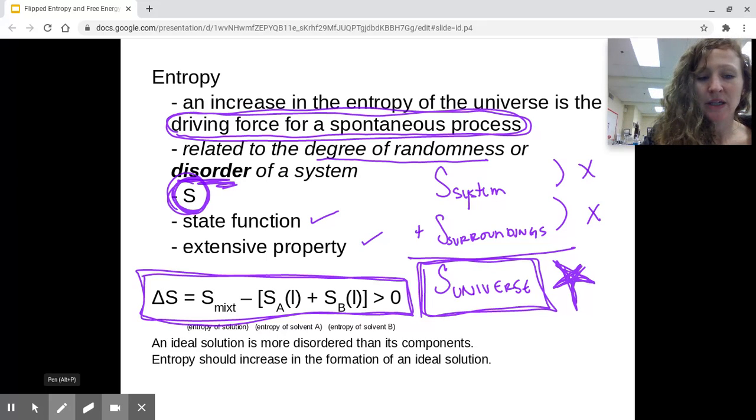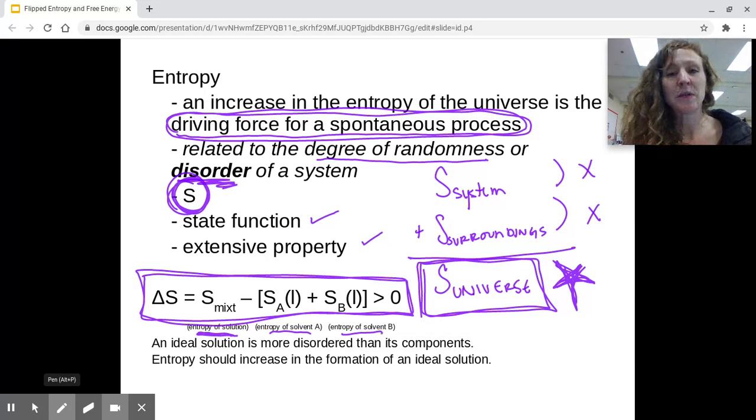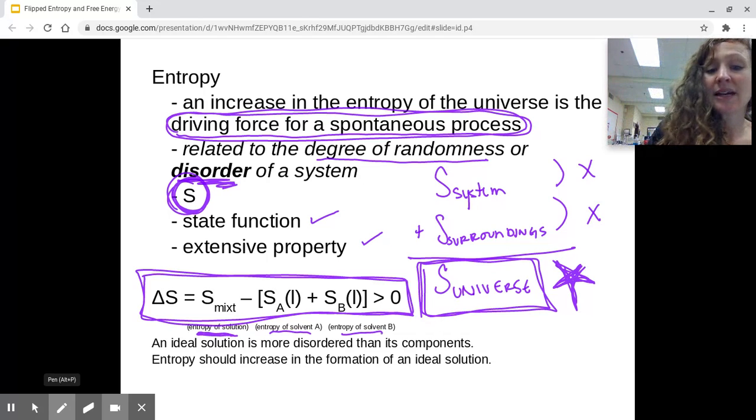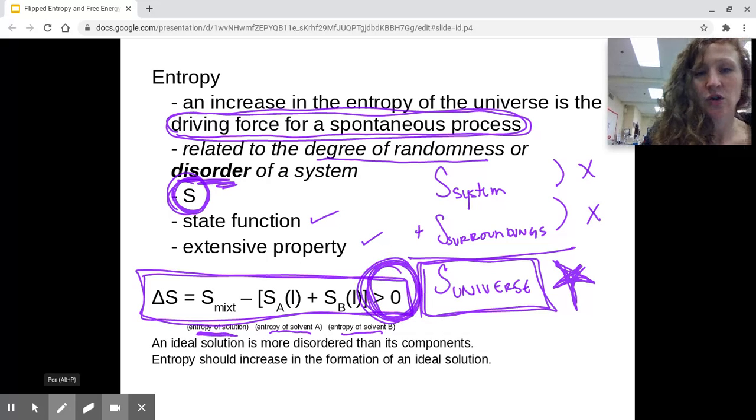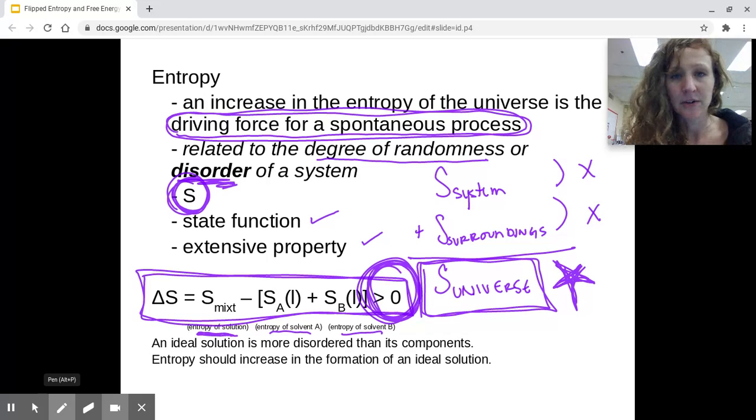It's going to be the entropy of the solution minus the entropy of solvent A, entropy of solvent B. So this is an example of the entropy change that happens when you take a salt and dissolve it in the solution. And it's always going to result in a change of entropy that is greater than 0.